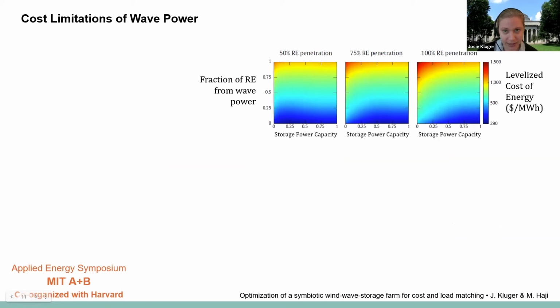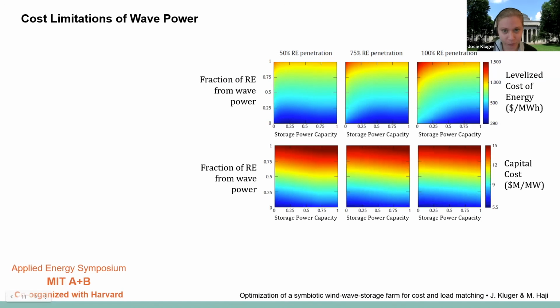Unfortunately, with current technology, wave power is much more costly than offshore wind power. In these plots, we see that for all renewable energy penetration levels, the levelized cost of energy is lowest for a farm that is 100% wind. And it is more cost effective to add storage to a farm than to add wave power to it.